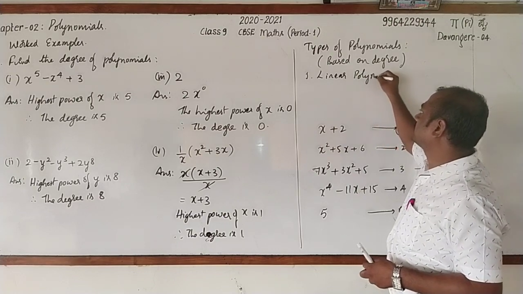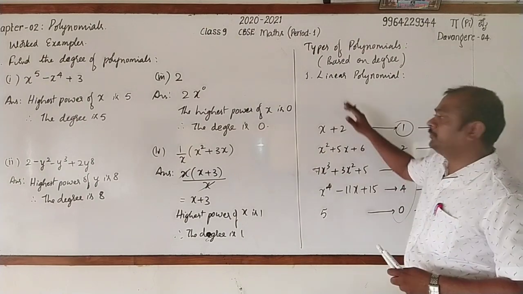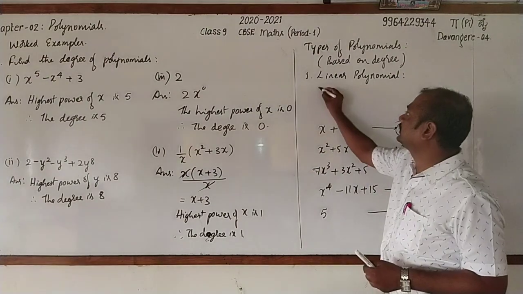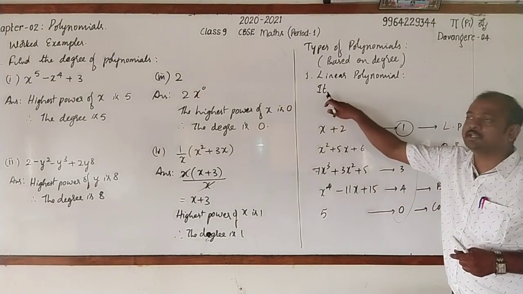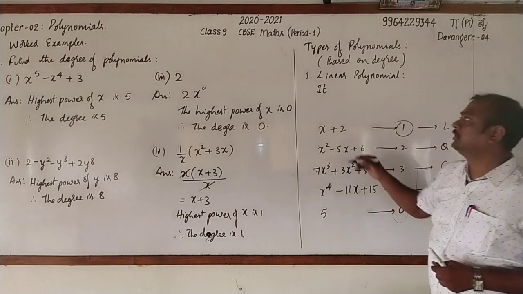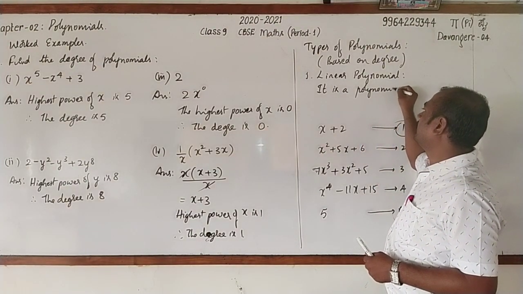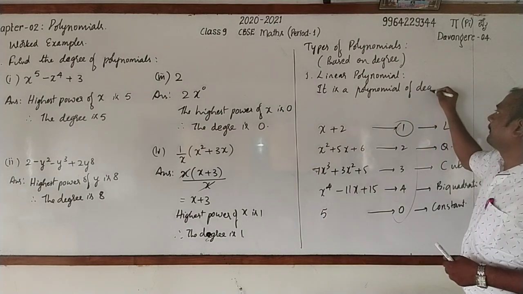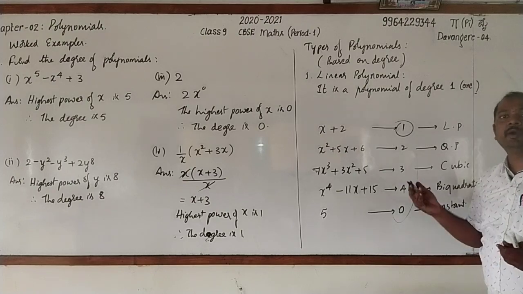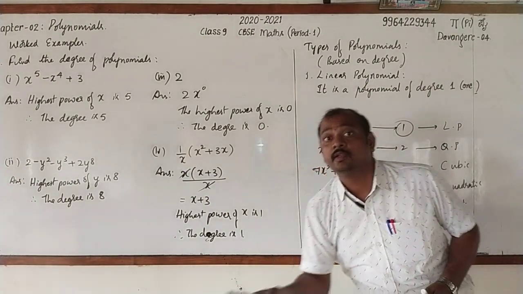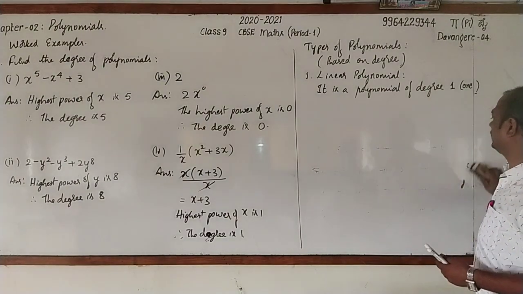Let me write the definition of linear polynomial. Directly, I am going to use the third person. Here, in this case, it means linear polynomial. It is a polynomial of degree, how much? 1. Or a polynomial of degree 1 is called linear polynomial. x plus 2 is an example of a linear polynomial.